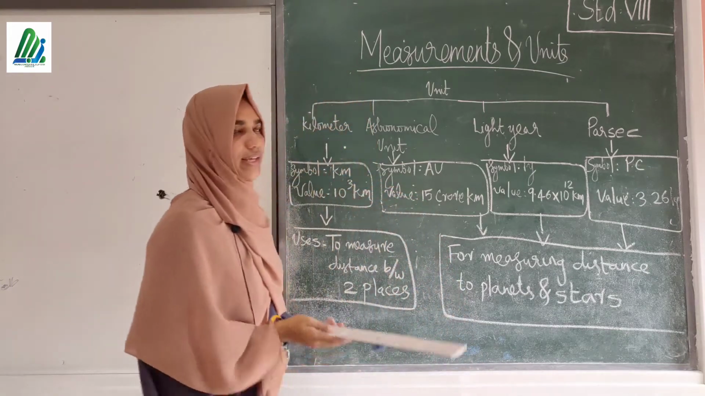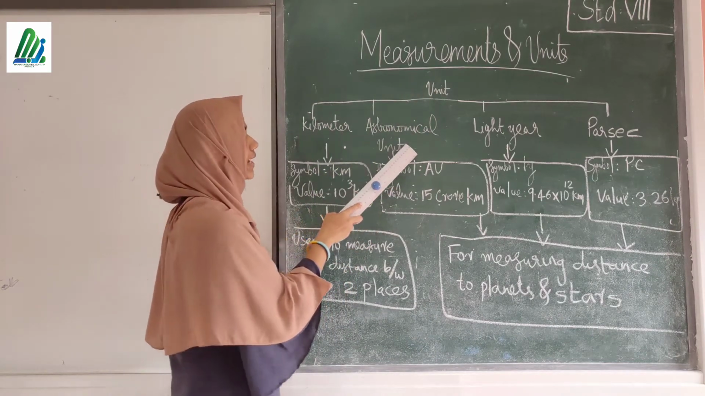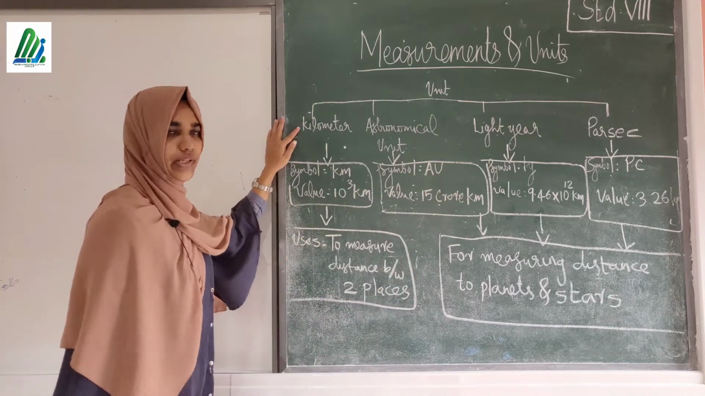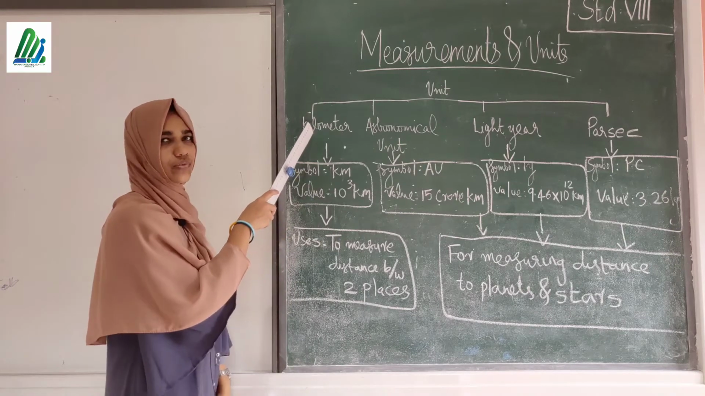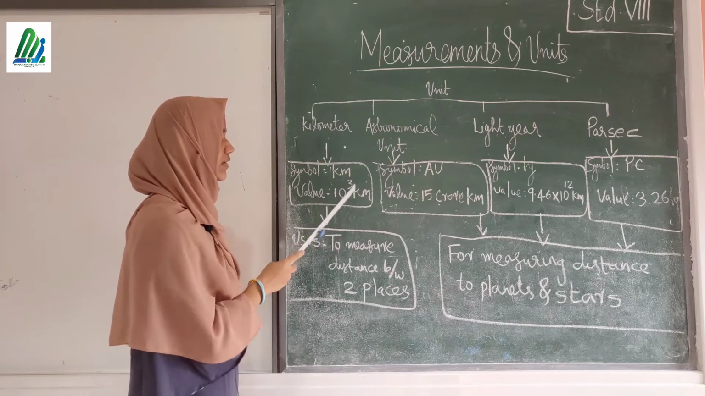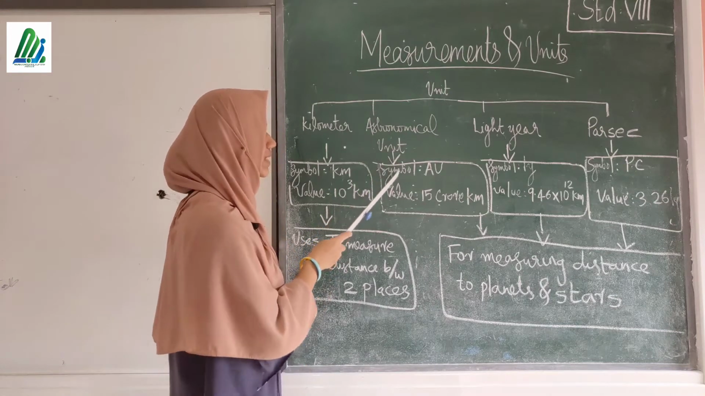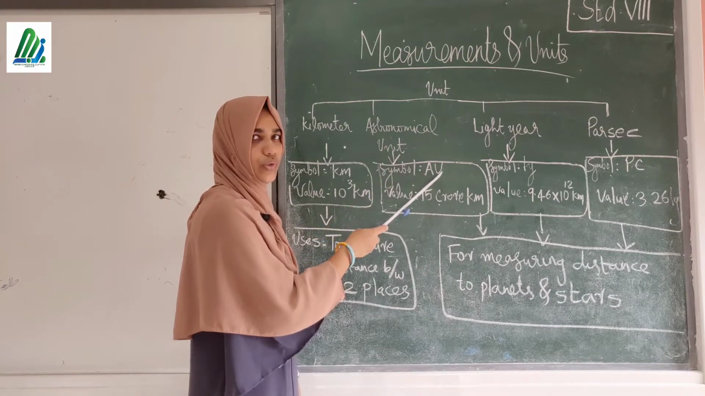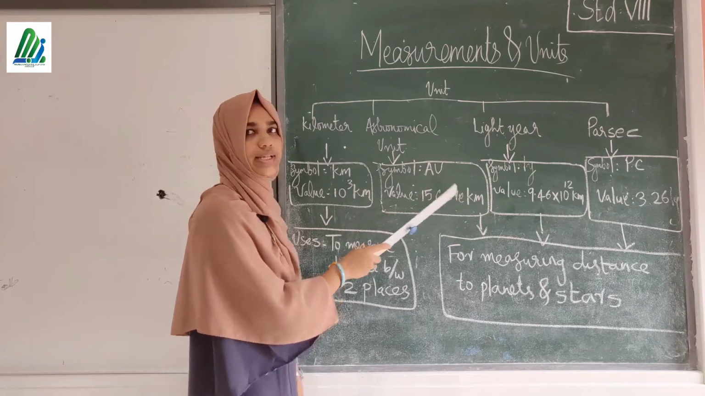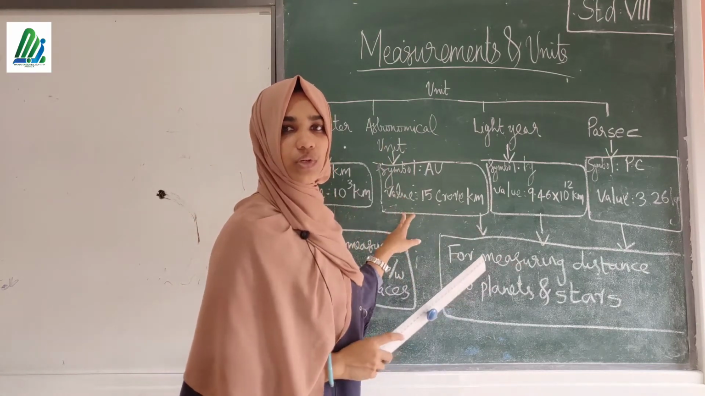So which are the units? The first unit is kilometer, then astronomical unit, light year, parsec. First we take kilometer. The symbol of kilometer is km. Then its value is 10 raised to 3 meter. Second one, astronomical unit, represented by the symbol AU, capital letters AU. Its value is 15 crore kilometer. The value of astronomical unit is 15 crore kilometer.